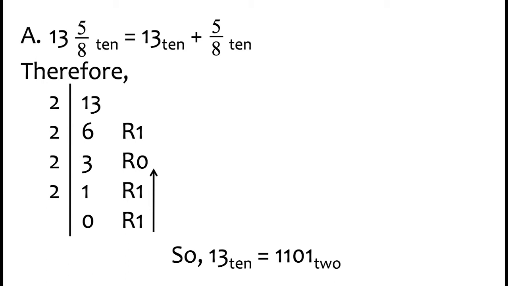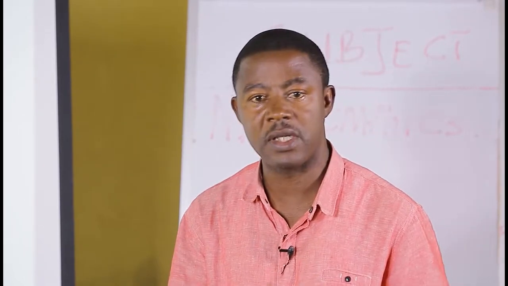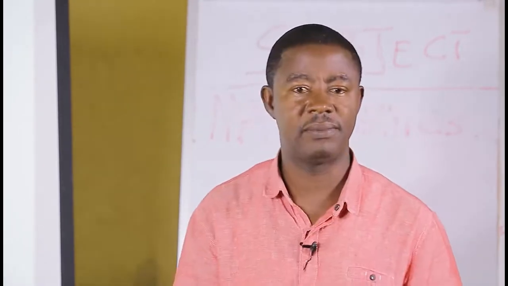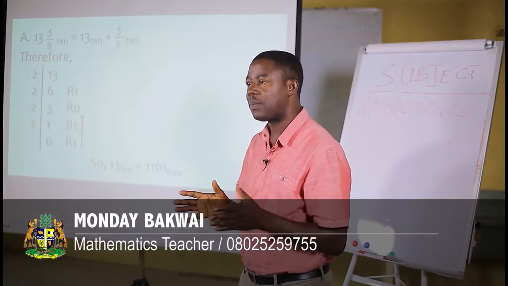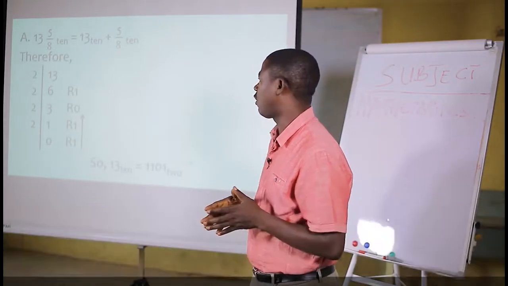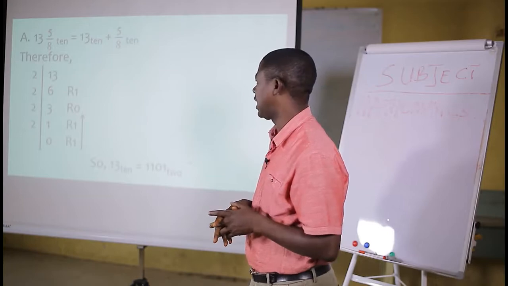Question A, we are to convert 13 whole number 5/8, base 10 to binary. From the introduction, I clearly spelled out that we must separate the whole number from the fractional part. So 13 whole number 5/8 is equivalent to 13 in base 10 plus 5/8 in base 10. Now you separately convert them. We'll first convert 13 base 10 to binary. Thereafter, we'll go to the fractional part.